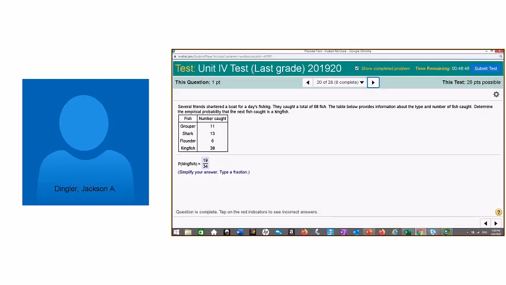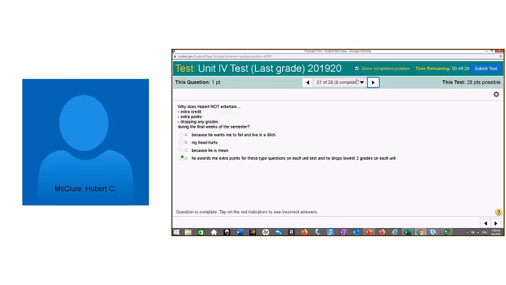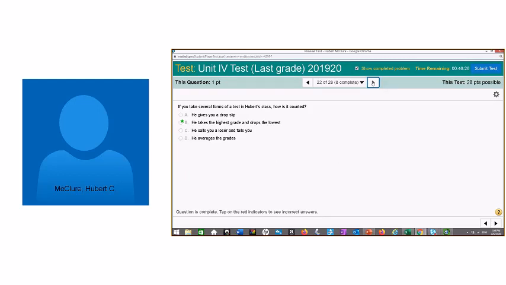Several friends chartered a boat for a day of fishing. Okay, we already did this problem. Kingfish would be 38 over 68, which is reduced 19 over 34. That's a repetitive question. I need to take that one out, don't I? You're supposed to say, no, don't do that. I think that's it. Holy moly.